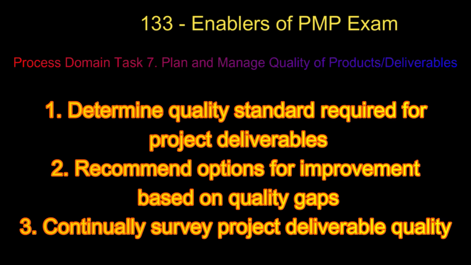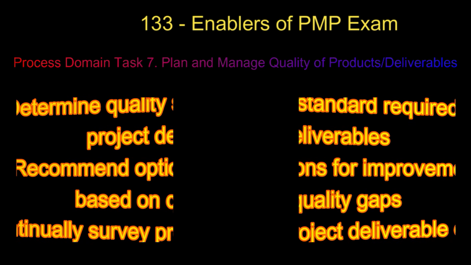Process domain task 7. Plan and manage quality of product deliverables. This task has three enablers. First, determine quality standard required for project deliverables. Second, recommend options for improvement based on quality gaps. Third, continually survey project deliverables quality.